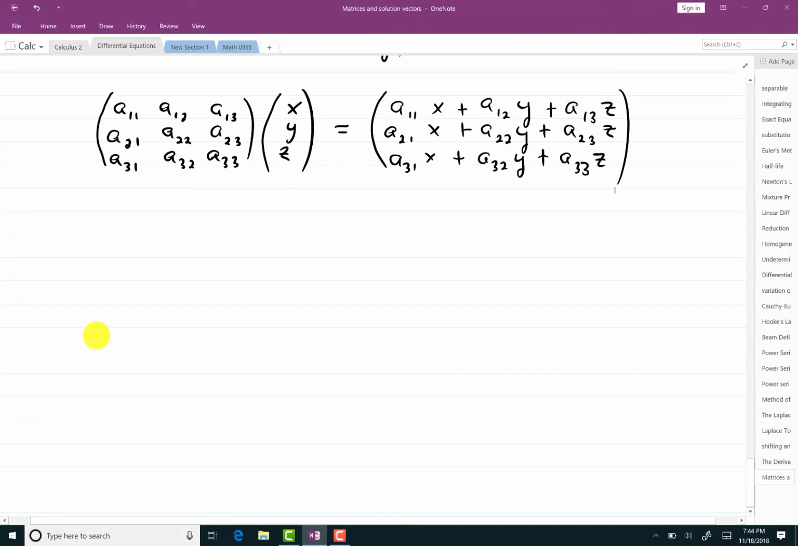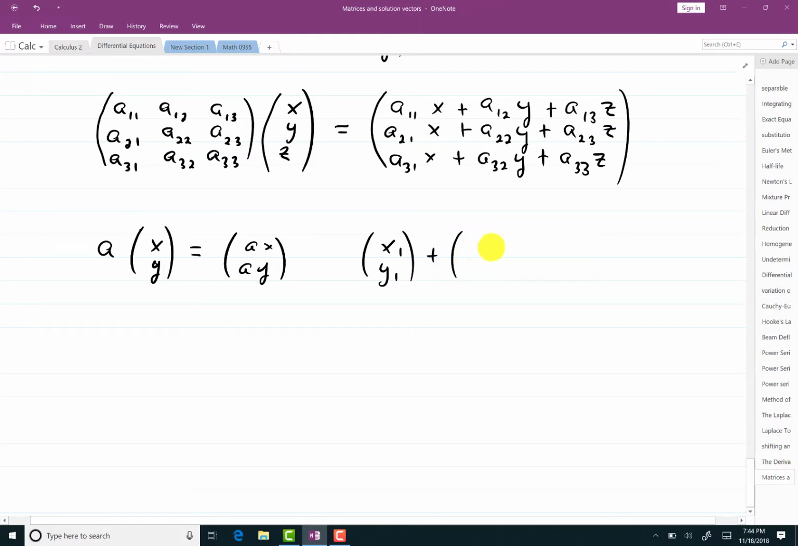Other things that you can do, if I have a number times a matrix, you just multiply each entry by that number. Let's see what else is there. If I add two vectors, you add component by component, so you just add across x1 plus x2, y1 plus y2.